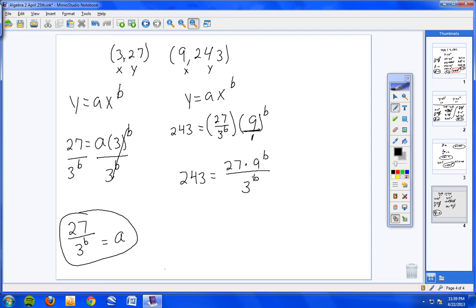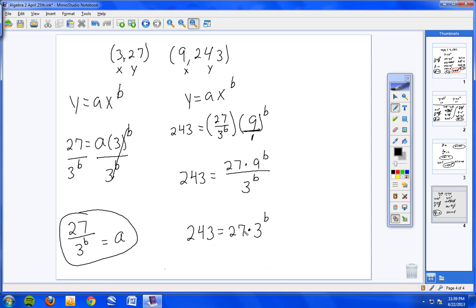We're not dividing like bases, but we are dividing unlike bases that have the same exponent. So what I've taught you to do is, when you're dividing unlike bases, a 3 and a 9 that have the like exponent, bring down my 27 here, times, and you go ahead and divide the bases. 9 divided by 3 is 3, and you write the like exponent. And now we're ready to solve for b.